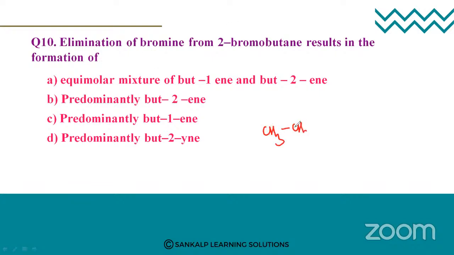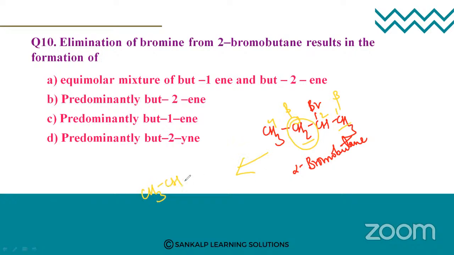2-bromobutane is CH3, CH2, CH, Br, CH3, with carbons 1, 2, 3, and 4. If you want to do an elimination reaction, this is also a beta carbon, and this is also a beta carbon. According to the Saytzeff rule, it will remove the hydrogen from the carbon which has the least number of hydrogen atoms. Among these, this one has the least, so the product formed will be CH3, CH double bond CH, CH3.